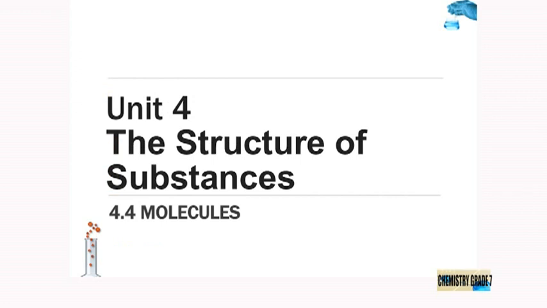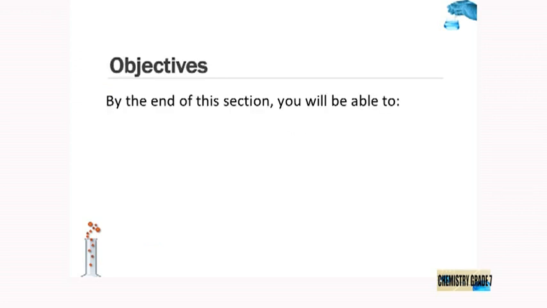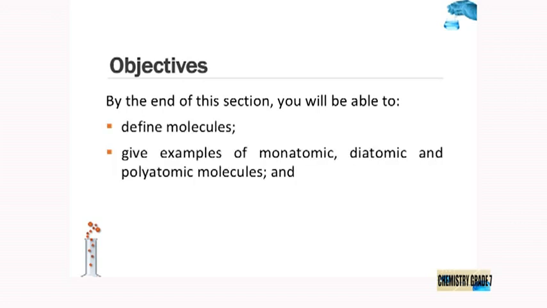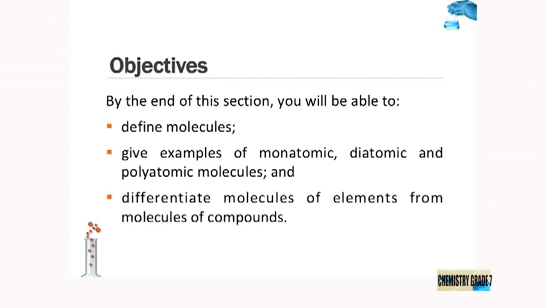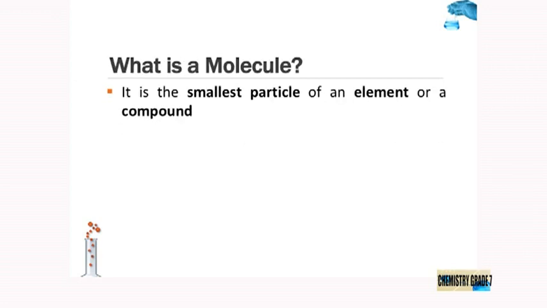Subunit 4, Molecules. By the end of this section, you will be able to define molecules, give examples of monoatomic, diatomic, and polyatomic molecules, and differentiate molecules of elements from molecules of compounds. What is a molecule? It is the smallest particle of an element or compound.